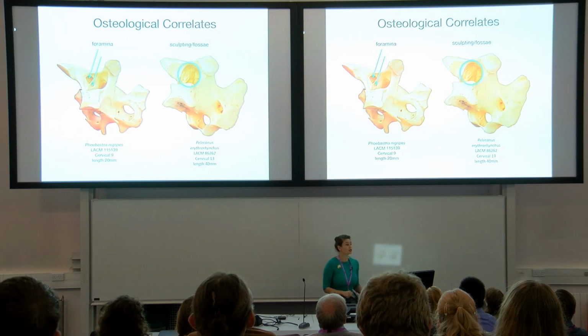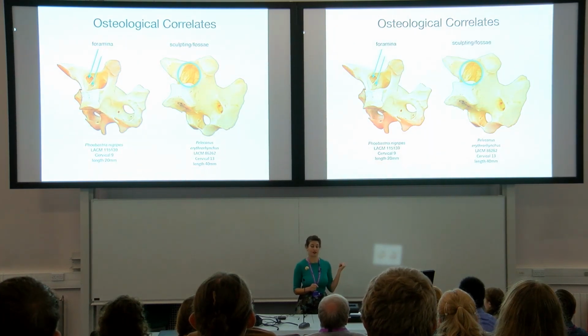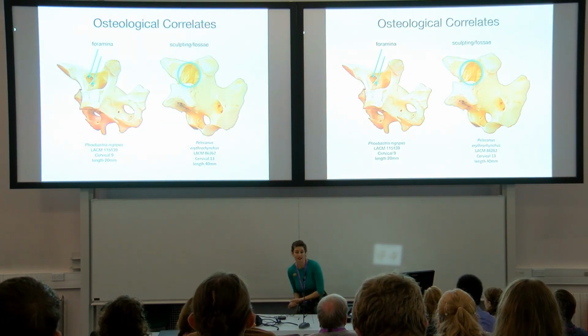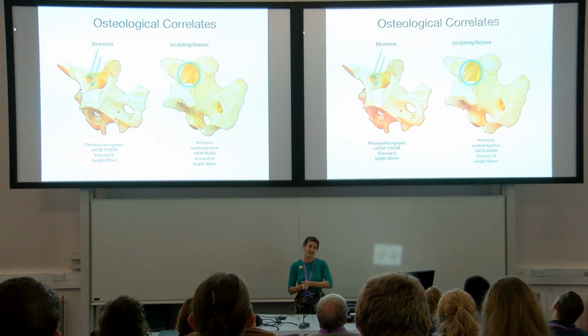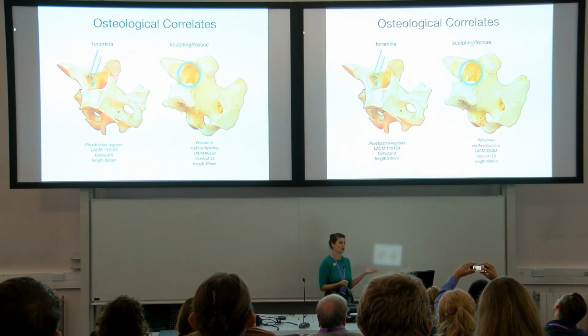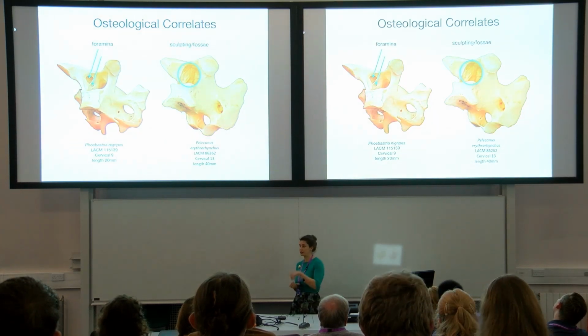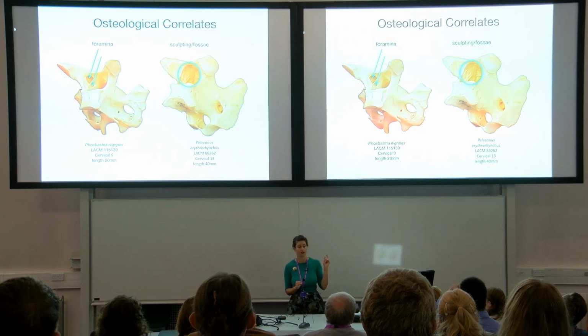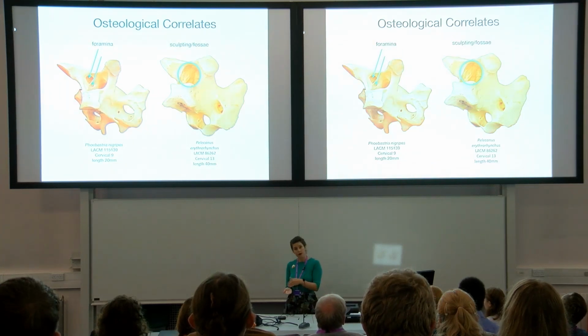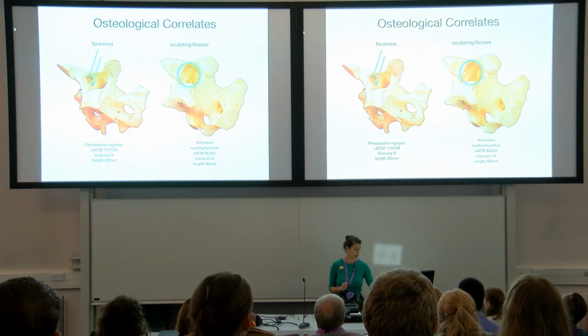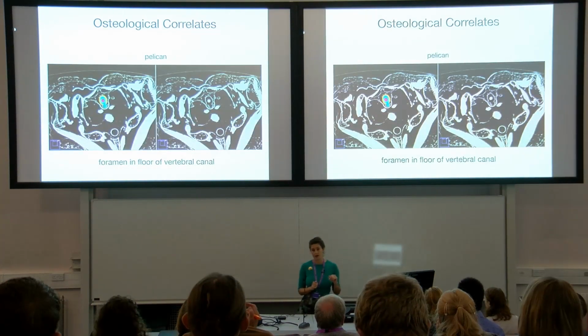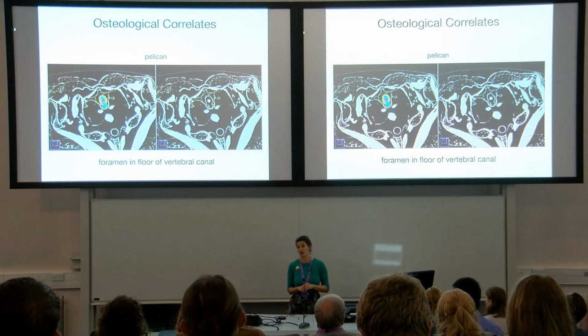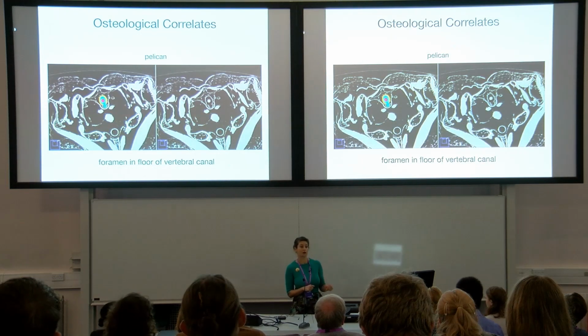And a final note, what's also really exciting about these structures, and my co-author Matt Wedel has reported on this at a previous SVPCA meeting, is that they leave behind osteological correlates quite regularly, which is super exciting because it means we can find evidence of these structures in extinct animals. Sometimes this is in the form of foramina in the top of the vertebral canal, so they're pneumatizing the vertebral arch. Sometimes it's in the form of sculpting or fossae. And we've even seen foramina in the floor of the vertebral canal, where these diverticula are pneumatizing the vertebral body itself.